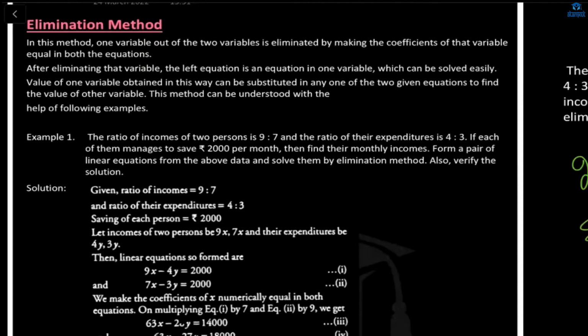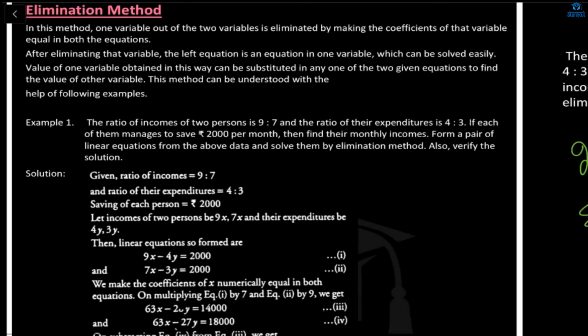In the same way, the ratio of income is 9 and 7, so here I am multiplying x as a constant. Because we are solving numeric linear equations, I'm assuming the income of the two persons to be 9x and 7x, because it is given 9:7, and the expenditure is 4y and 3y. So, you understood how I am taking 9x, 7x, 4y, 3y. Now it is said that both persons are saving 2,000. Both of them are saving 2,000.